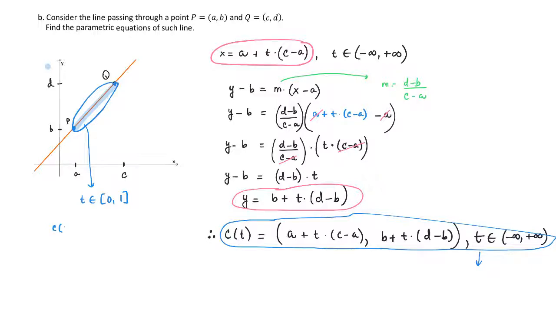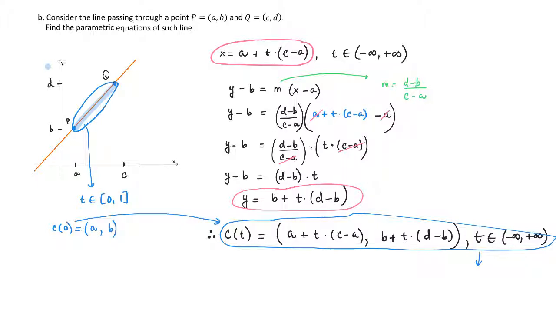What is C of 0? C of 0, again, I am using this parametrization. C of 0 is going to be a plus 0 times c minus a. So that will just give me a. And then in the y component, I am going to have b plus 0 times d minus b. So again, that will just give me b. So notice how when t is equal to 0, boom, you get point P.